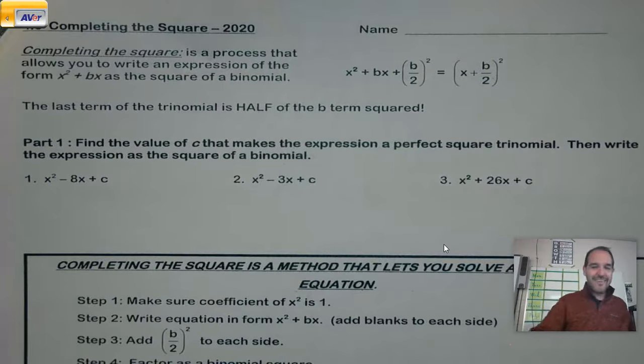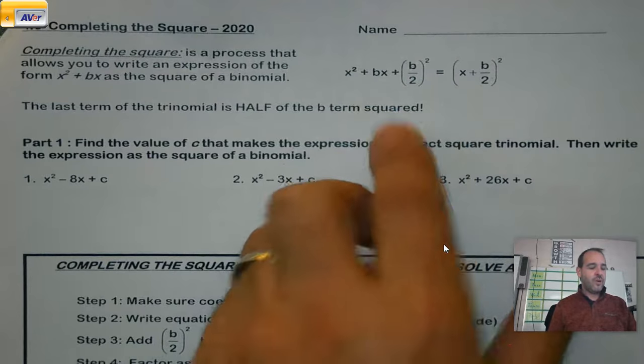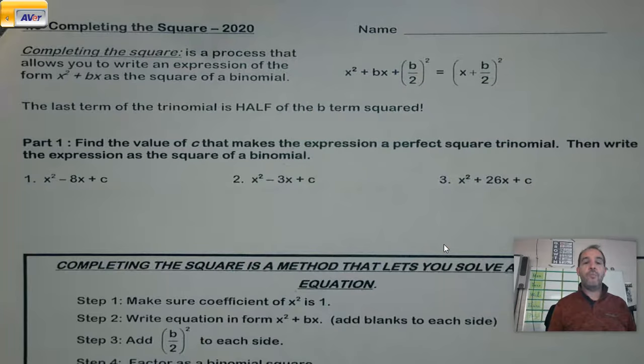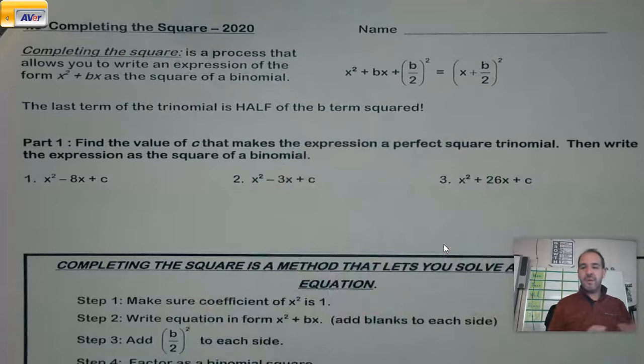Oh, gracious. It's been a long week, so we're just going to jump right in here. Completing the square allows us an opportunity to rewrite an expression to make it a little easier to solve in some cases, if factoring doesn't work or is complicated. We're going to turn it into a perfect square trinomial where the first and last terms are perfect squares. We don't need to get into all the variable stuff here.